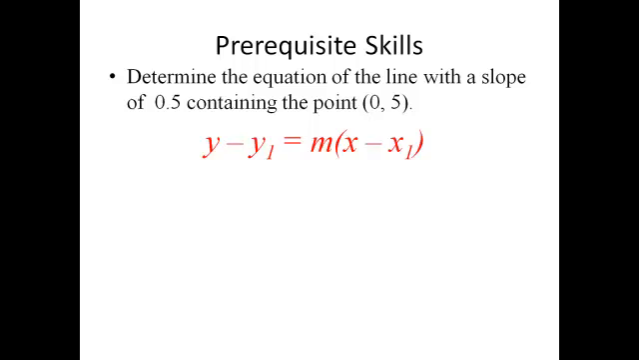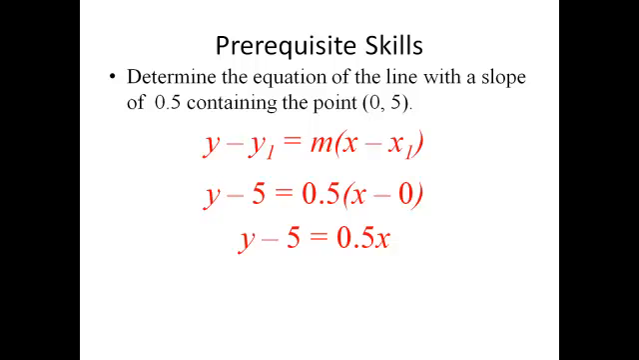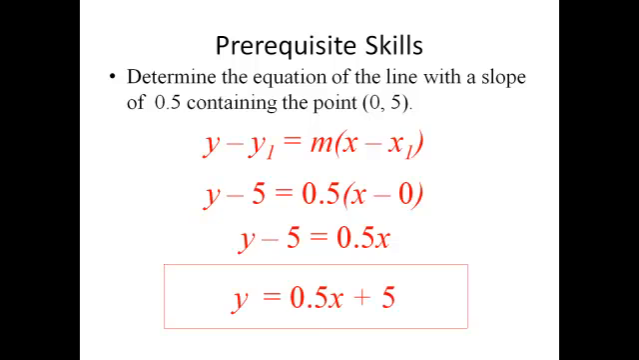Well, we have the slope is 0.5. We have one particular point where x equals 0, y equals 5. So we can substitute those values into the equation. That's going to give us y minus 5 equals 0.5 times x minus 0. From here we're going to have y minus 5 equals 0.5x. And if we move the 5 to the other side, we'll have y equals 0.5x plus 5.